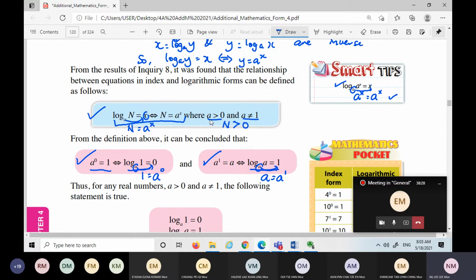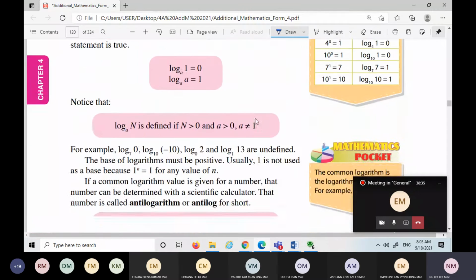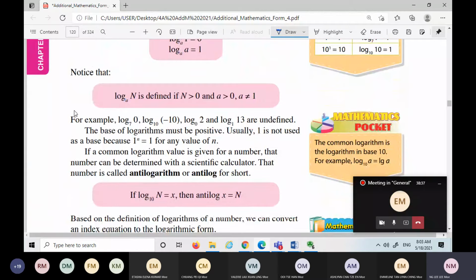Because of these three constraints, a must be greater than 0, a not equal to 1, and n must be greater than 0. So all these examples are undefined. Please pay attention, again, these three: 1, 2, 3. Along the way when you do the exercise, if you come across all these, all these are undefined.